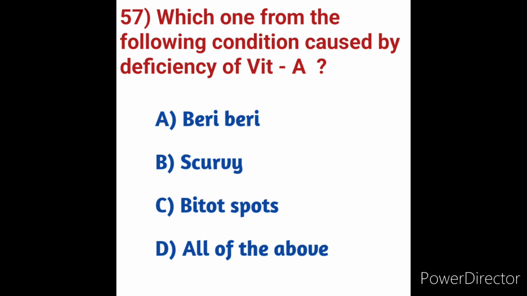They are triangular, dry, whitish, foamy-appearance lesions which are located more commonly on the temporal side. They are mainly composed of keratin admixed with gas-forming bacteria, which leads to the foamy appearance and also xerosis. So here, which one from the following conditions can cause vitamin A deficiency? Option C, Bitot spots, is the correct answer here. Next we will move on to question number 58.